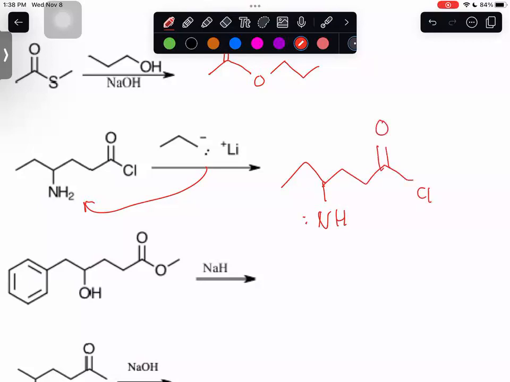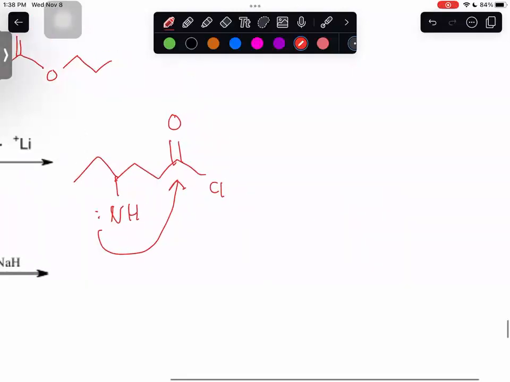Okay, now we have the nucleophile ready. So nitrogen attacks your carbon with a delta positive, kick up the electrons, and eventually they go back down and you kick out the chlorine.